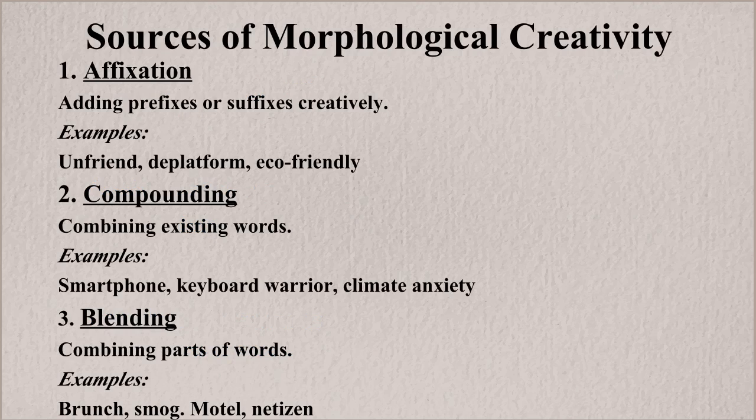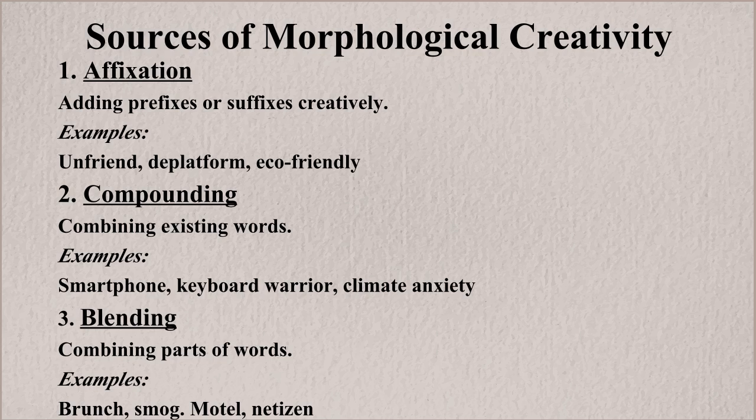Now we will dive into all the sources of morphological creativity. First, we have affixation. Here we add prefixes or suffixes creatively. For example, unfriend, where the prefix un- is added at the beginning; deplatformed, where a prefix is added at the beginning; and eco-friendly, where the suffix friendly is added creatively to make up a new word. Second source is compounding, where we combine existing words. For example, smartphone, keyboard warrior, climate anxiety. In all of these examples, two words are combined creatively to make up a new word.